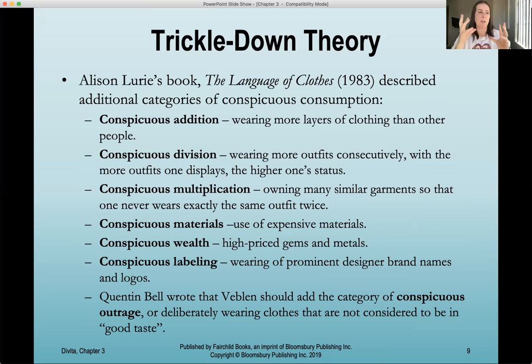Conspicuous labeling, I feel like this is very popular in LA, wearing prominent designer brand names and logos, right? So not necessarily purchasing the garment because you like the fit or the proportion or the style, you're purchasing the garment or the accessory because it has a logo that's well displayed and shows off your wealth, yeah?